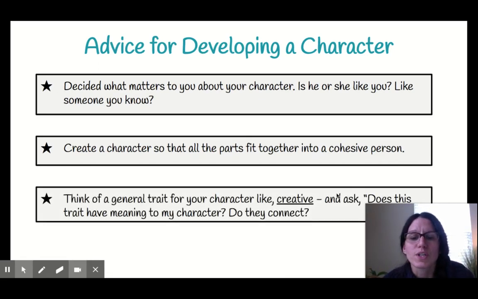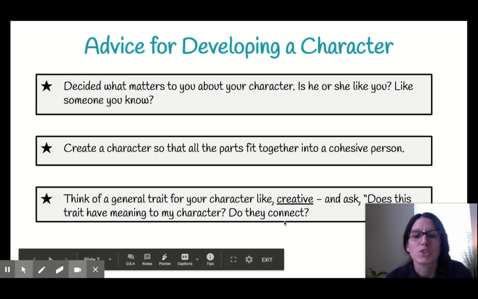So make sure that your parts are cohesive, meaning they come together. And think of general traits for your character, like creative, and does this trait have any meaning? So, create the interests of your character that fit your story. Okay, if your character likes to draw, maybe that makes sense to talk about a character like that if they're joining an art contest or whatever it might be. Make sure it connects.